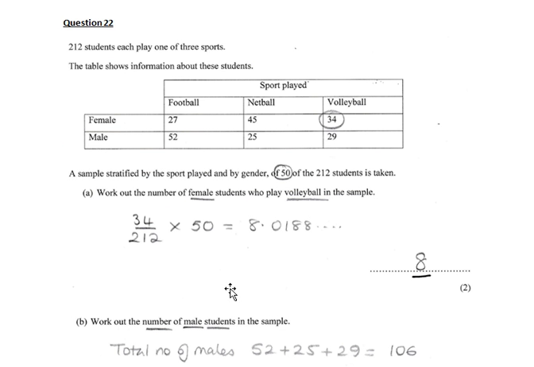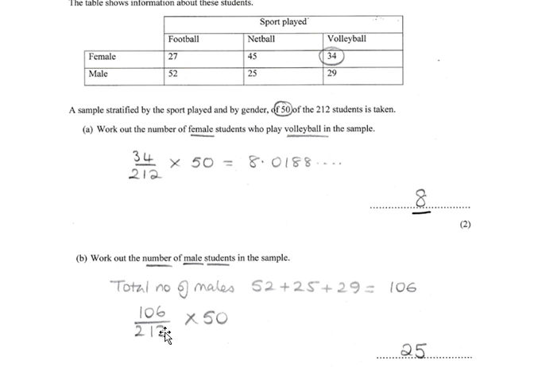So question 22, stratified sample question. We have 212 students. We want a sample of 50 students. So work out the number of female students who play volleyball in the sample. So there's 34 females who play volleyball out of 212. So we can divide by 212 and times by 50. Answer's about 8. Work out the number of male students in the sample. If you add up the number of male students out of 212, there's 106. So divide by 212 times by 50, there'll be about 25 out of 50.